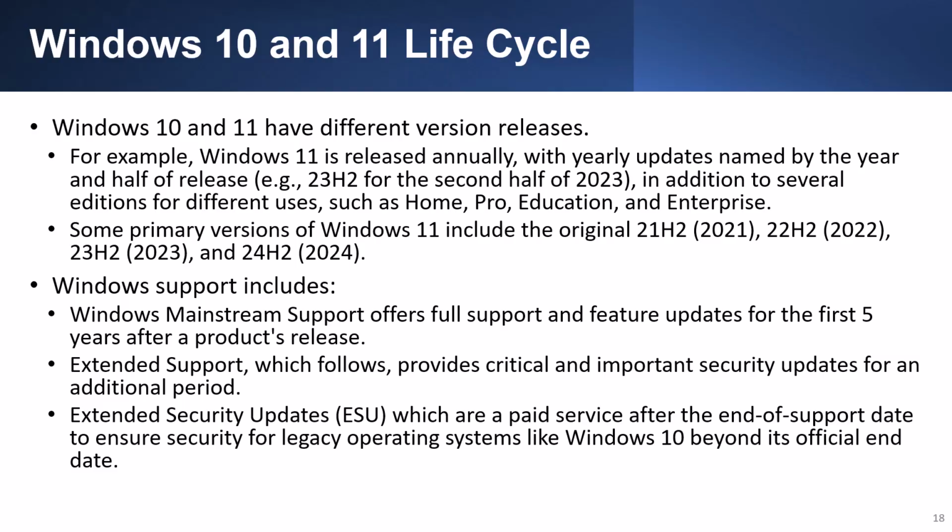Windows support includes Mainstream Support that offers full support and feature updates for the first 5 years after the product's release. Extended Support, which follows, provides critical and important security updates for an additional period. Extended Security Updates, or ESU, are paid services after the end of the support date to ensure security for legacy operating systems like Windows 10 beyond its official end date.